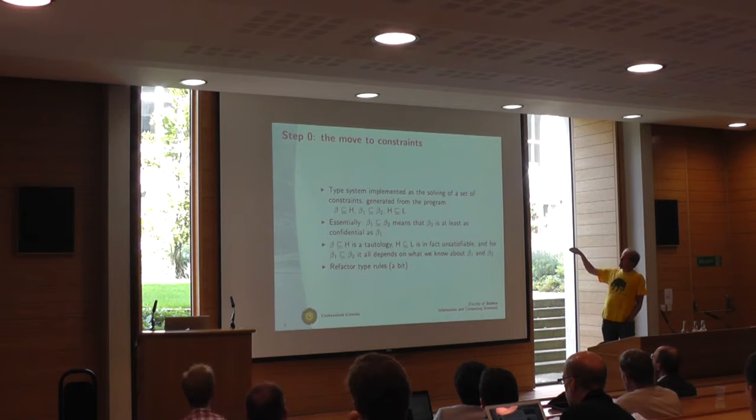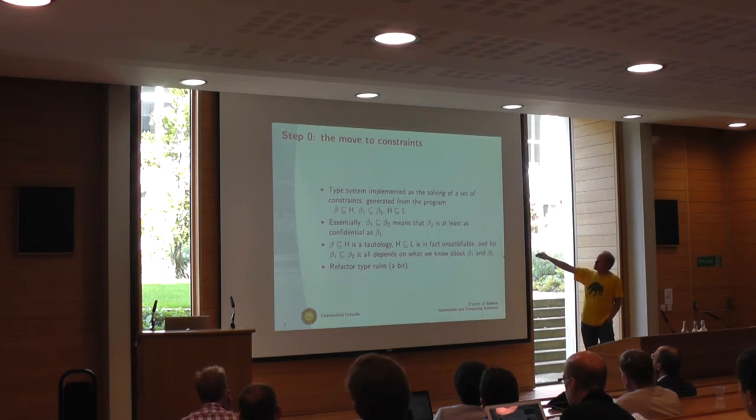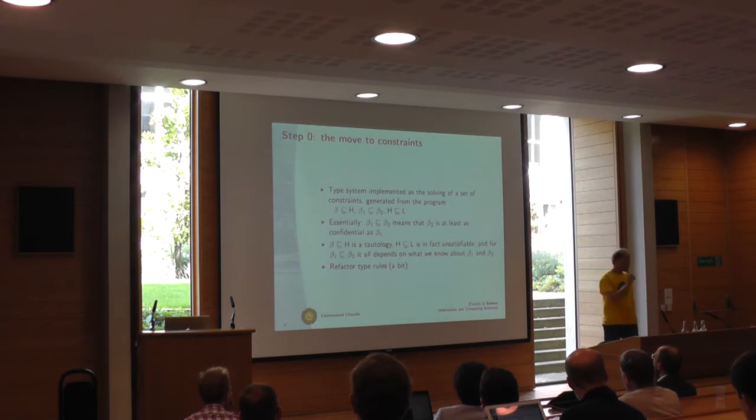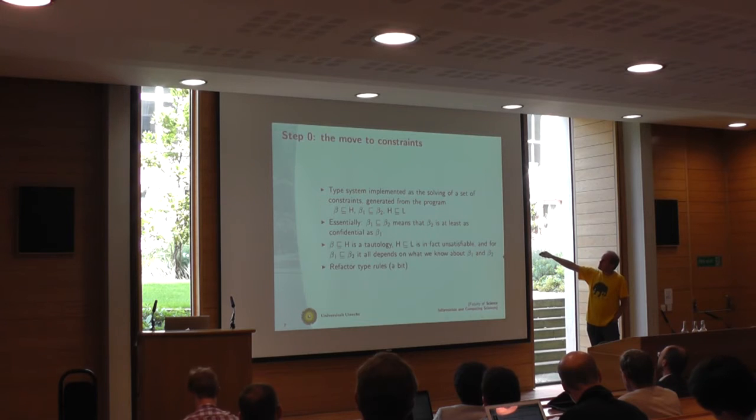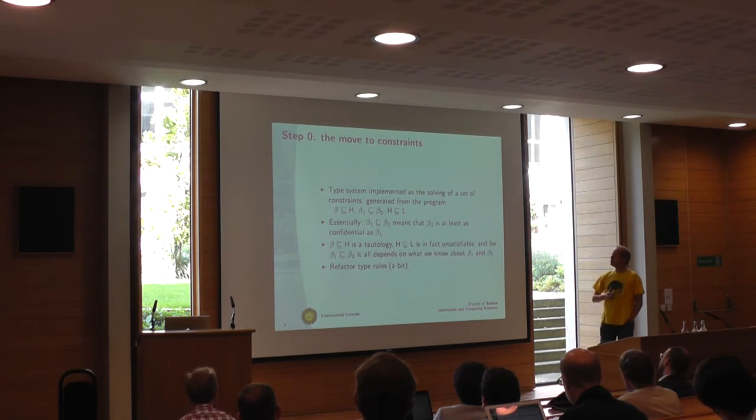The type system is implemented and solving a set of constraints, and these are the kind of constraints you see. For example, some expression to which we associated some confidentiality beta is supposed to be under H. Actually, all the confidentialities lie under the top of the lattice, which is H. So you might consider this to be a tautology, and typically when we solve this, we just throw it away because it will always be true.